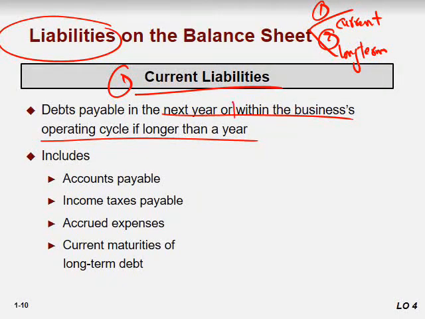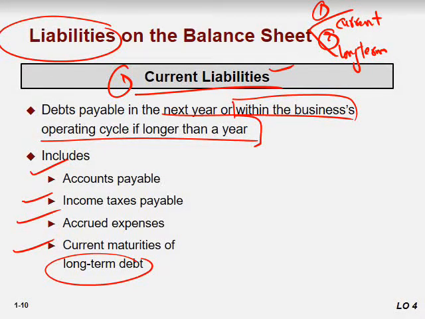I already told you this philosophy, because every business has its own operating cycle. Normally the cycle is 1 year. So for current liabilities, the life is less than 1 year. The amount you have to pay if the time is less than 1 year, we categorize as current liabilities, and it includes accounts payable, income tax payable, accrued expenses, current maturities of long-term debt. We talk about them one by one.